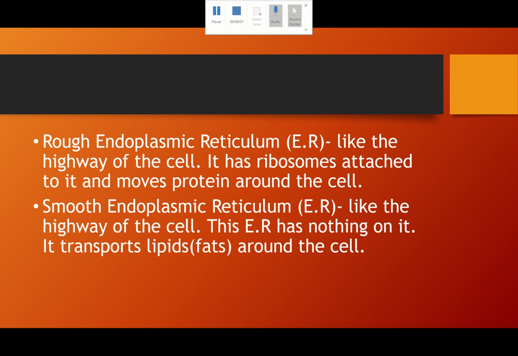And the smooth ER, it isn't rough. It doesn't have anything on it. So it's going to move lipids. Remember, that's our fats, around the cells. Now think about a highway for me, and this will help explain why we're calling it a highway in the first place. Can I go anywhere in the world on a highway? Can I go out there and get on the interstate and go anywhere in the world?